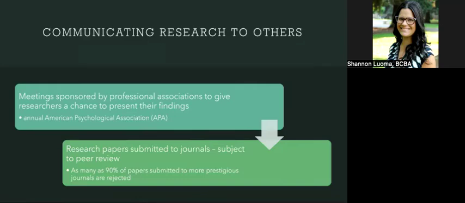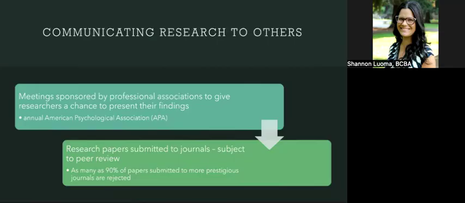And then, of course, we communicate our research to others. So we do want to portray our data to other researchers, especially if they're in the same line of research as us. Often, before we even publish a paper, we will go to professional association conferences where we present our findings to other researchers and the public in that realm of study.